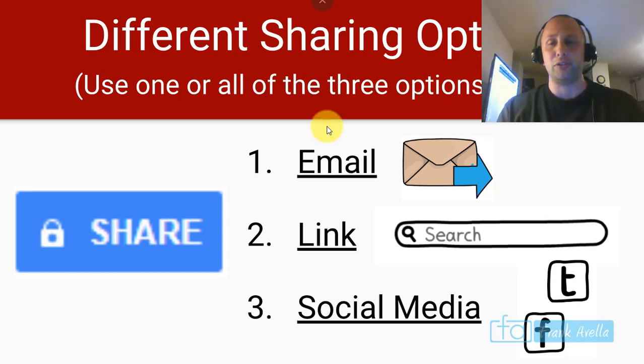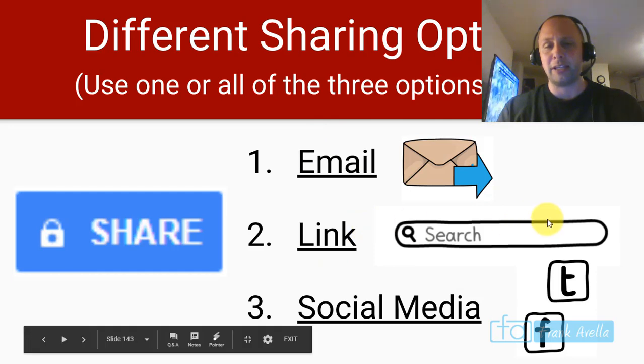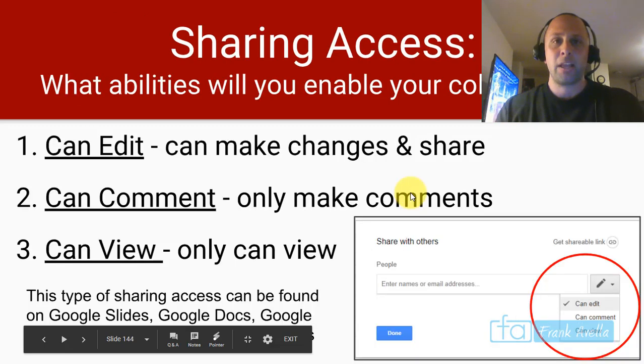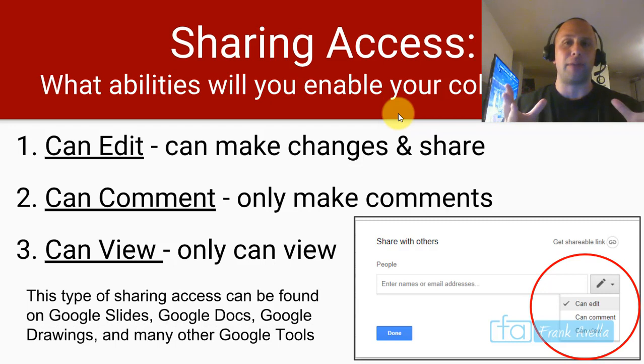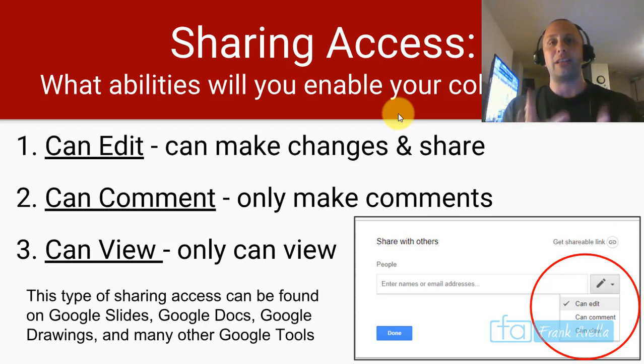There are different sharing options. You can share a file through email, you can share a file through links, and you can share a file through social media. Okay, this slide itself has a video. Sharing access: once you share a file with somebody, you have to enable them access. The person you share a file with is called a collaborator.